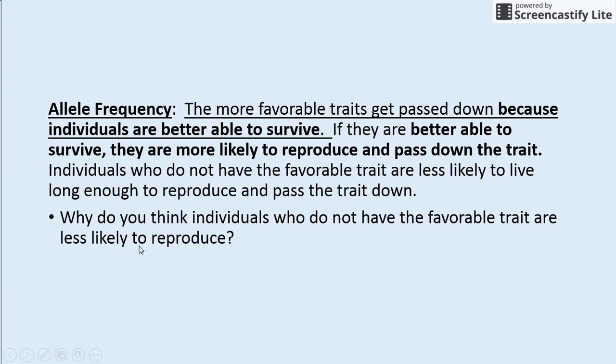Why do you think individuals who do not have the favorable trait are less likely to reproduce? They are less likely to reproduce because they die before their reproductive age. They're killed off before they have a chance to pass down their genes.